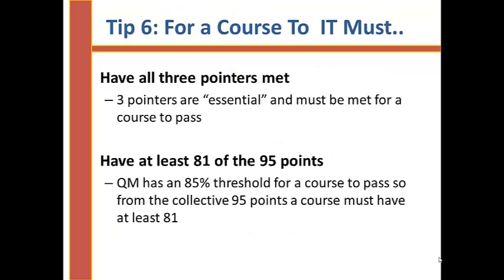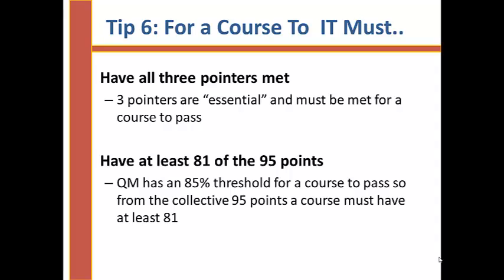Tip number 6. For a course to meet, it must, at University of District of Columbia, meet all 3 pointers. If you remember during the QM review, there are 3 different scoring systems. You have 3 pointers, 2 pointers, and 1 pointers. All 3 pointers, which are essential in the course, must be met for the course to pass.